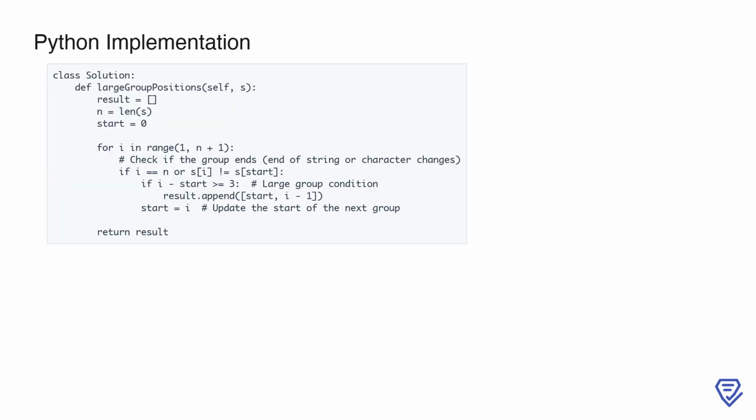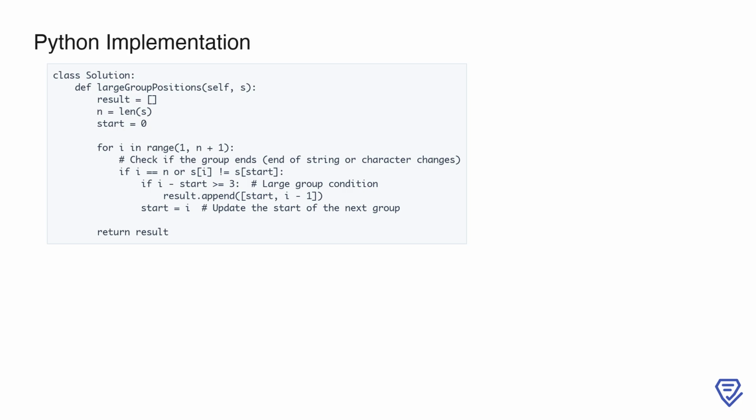This code solves the problem of identifying large groups in a given string, where a large group is defined as 3 or more consecutive identical characters. The implementation uses a single pass through the string, making it efficient with O(n) time complexity. We define a solution class with a method largeGroupPositions. The method takes a string s as input and returns a list of starting and ending indices for all large groups. We initialize an empty list result to store the indices of large groups, and a variable start to track the beginning of each group.